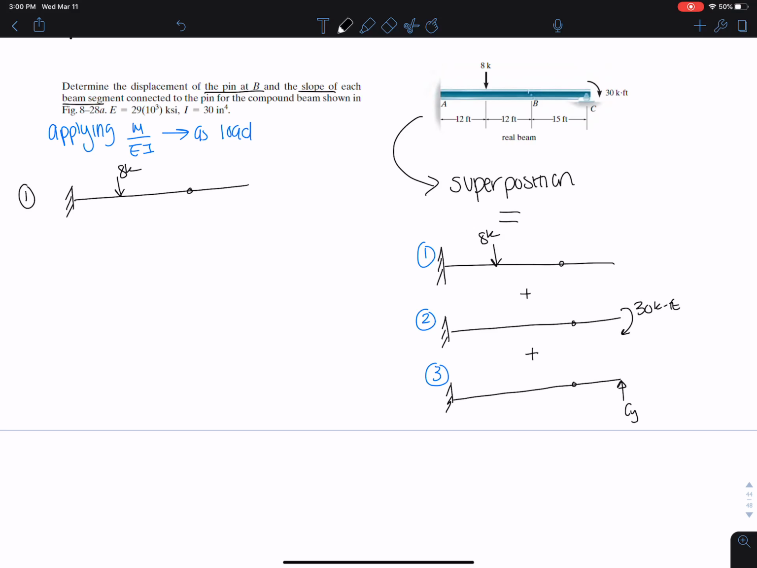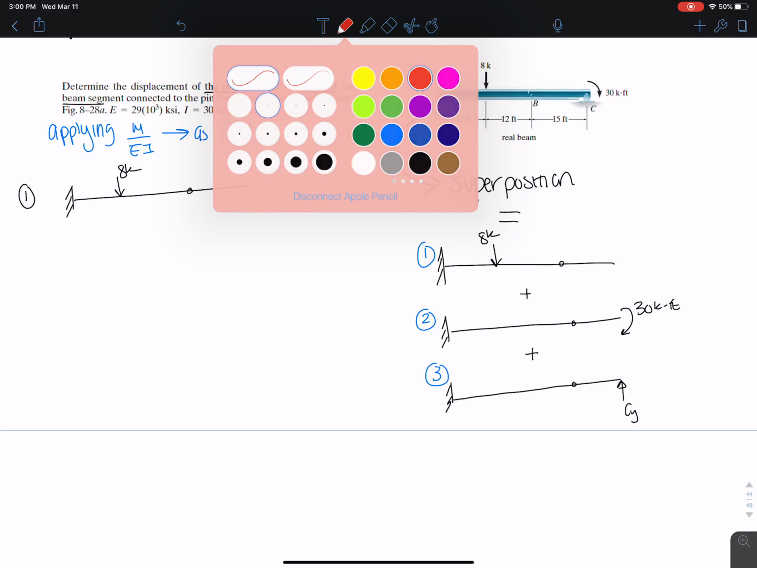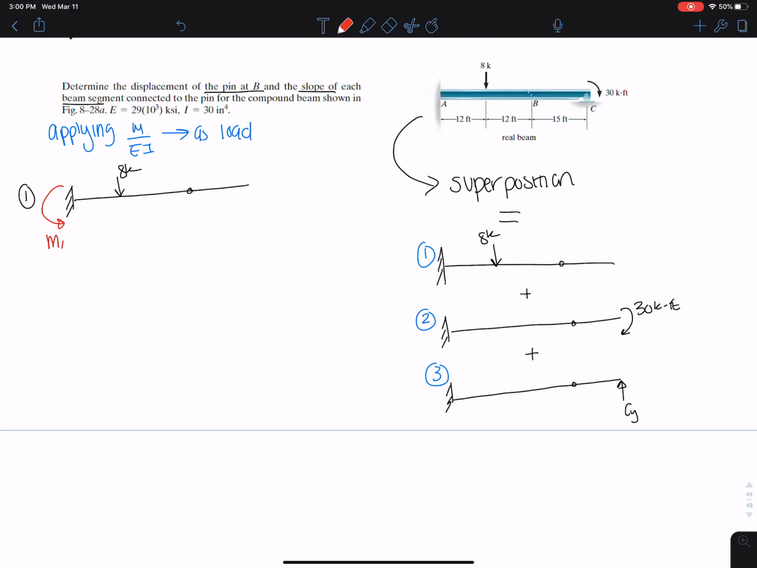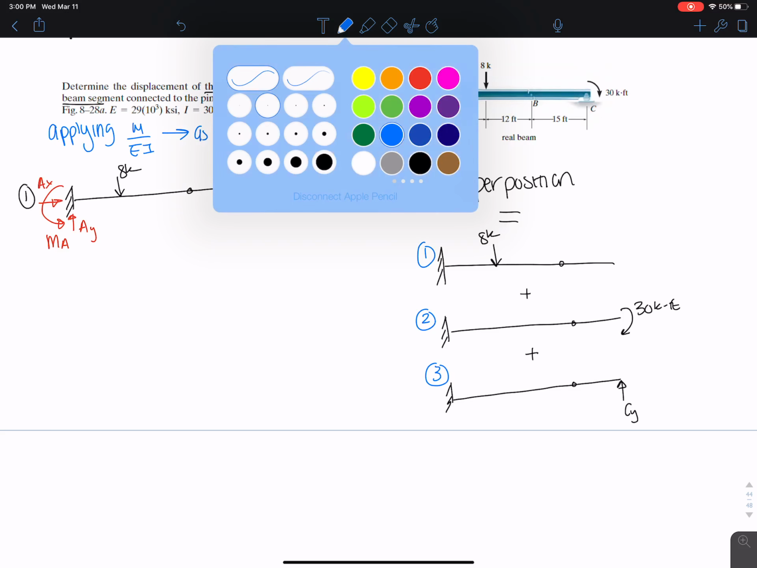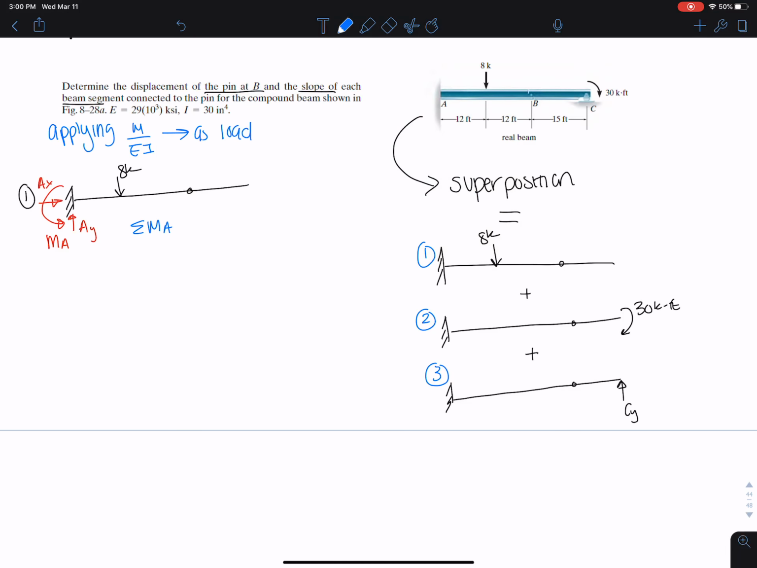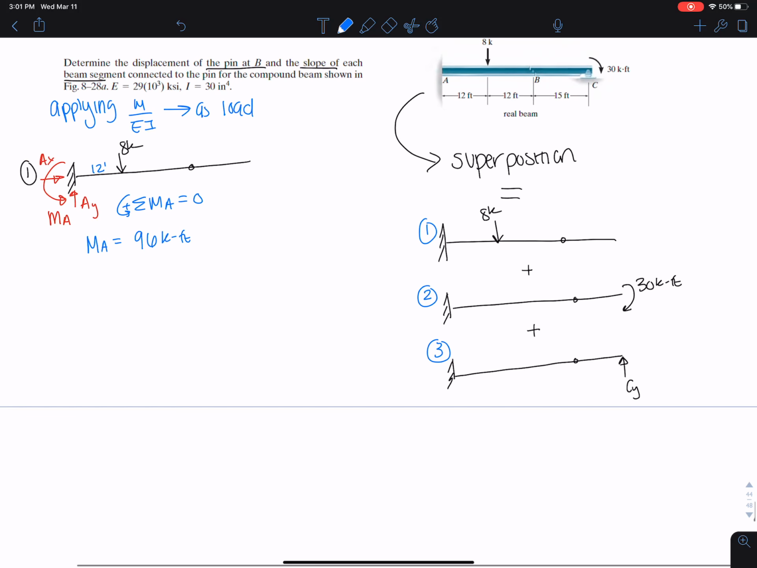So all I have to do here is determine the moment on this support. Let me write it here. We have an MA. We, of course, do have these other reactions here. Okay. And if I continue with this, by summing moments about A, this was 12 feet away. I just get MA is equal to 96 kip feet. Okay. And now I can draw the moment diagram.